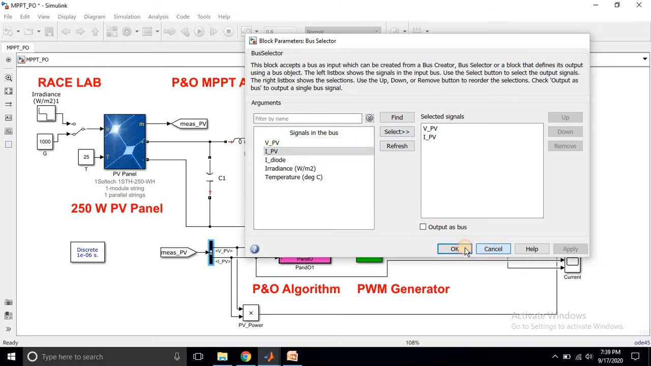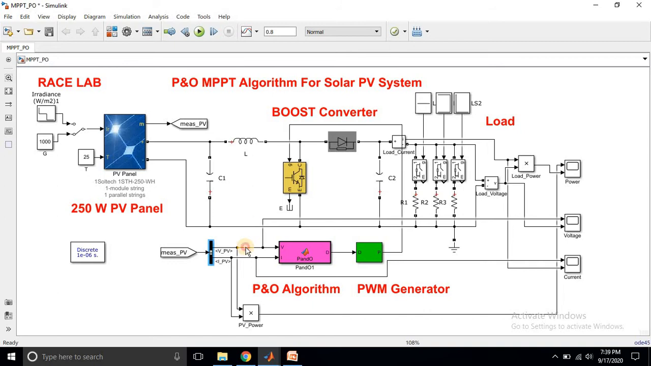Okay, so after that, voltage and current are given as input for the P&O algorithm, and then the P&O algorithm is going to generate the duty cycle based upon that condition we already discussed in the last video, right? So based upon power difference and voltage difference, it is going to generate the duty cycle.